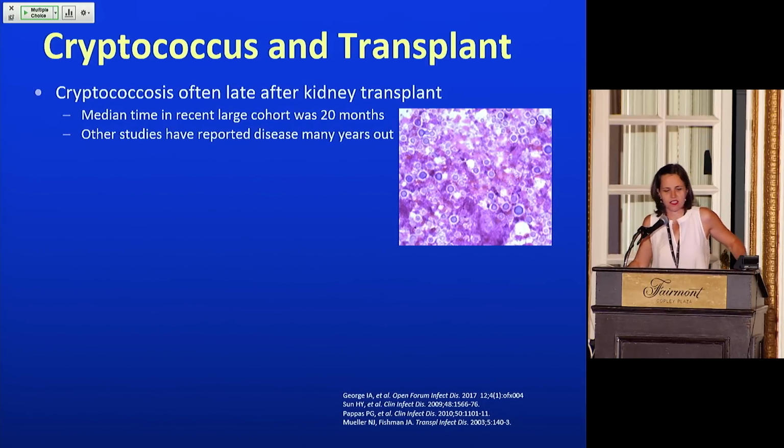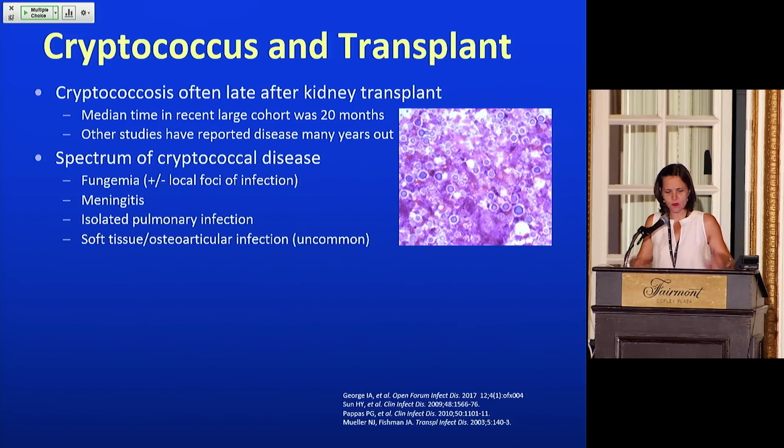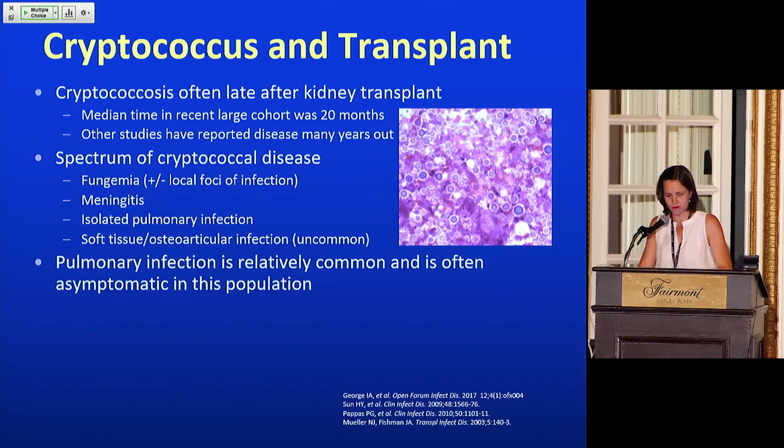So what about Cryptococcus? Cryptococcus is often late after kidney transplant, as I indicated before. The median time in one cohort was 20 months. There's another older cohort where the median time was something like 4 or 5 years. So it can really happen late after transplant. And the spectrum of disease, you can see just fungemia, meningitis, you can see isolated pulmonary infection. Soft tissue infection is quite uncommon. This is an example from a lymph node aspirate. So somebody who had a pulmonary focus and a mediastinal lymph node that was aspirated.